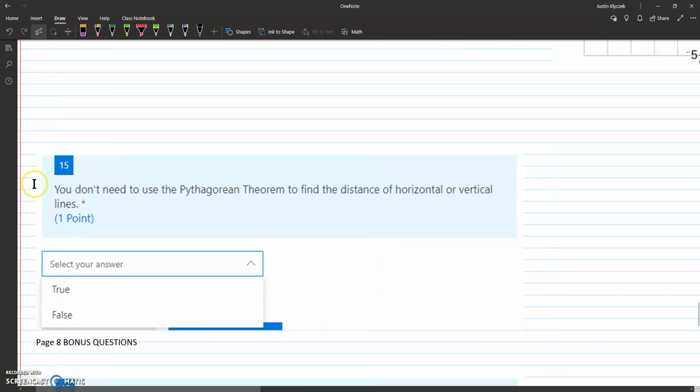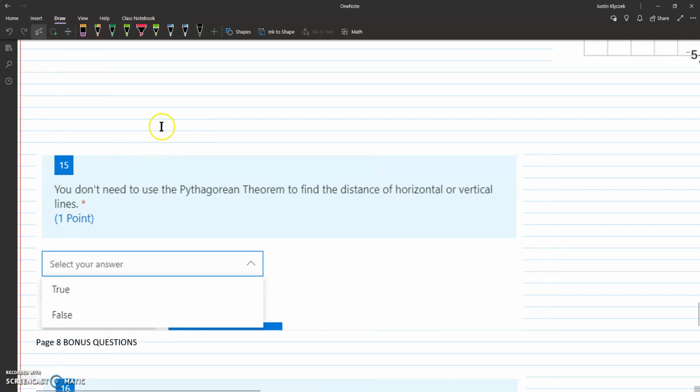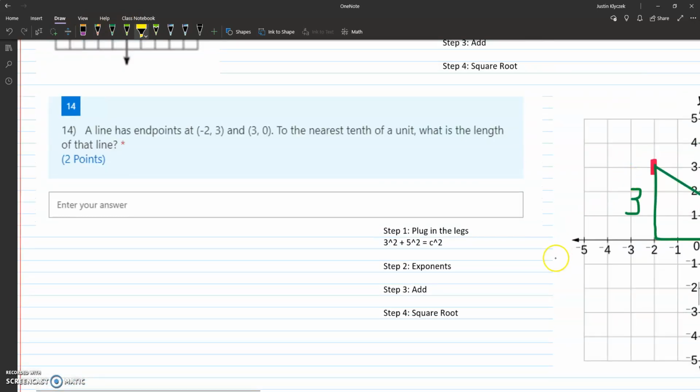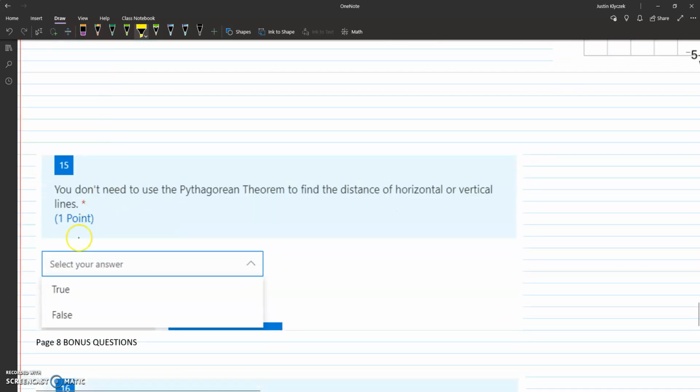All right, the last question. You don't need to use the Pythagorean theorem to find distance of a horizontal or vertical line. True or false? Guys, we just found up here the length of a line by counting. We don't need it. So that's true. We do not need it to find vertical or horizontal lines. We can just count that way, only for diagonal lines.